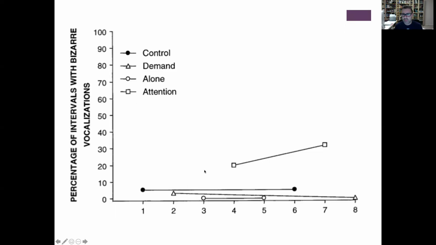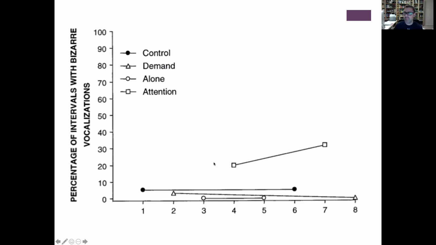They do 2 cycles only of the functional analysis. Then in the alone condition, when the individual is alone, bizarre vocalizations never happen. When do they happen? When bizarre vocalizations are followed by attention. So very clearly, bizarre vocalizations are probably maintained. Well, they thought they were probably maintained by attention. Then they do a functional analysis and they verify that that's the case.